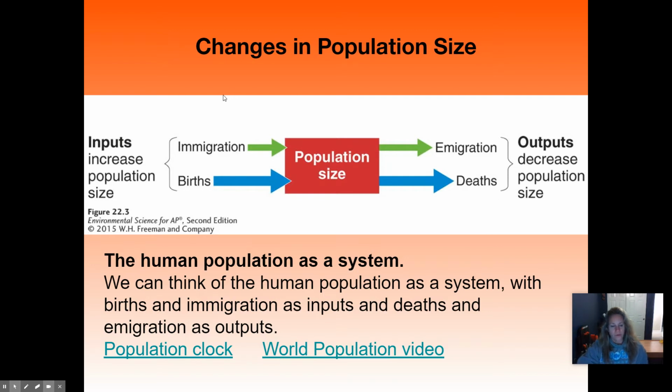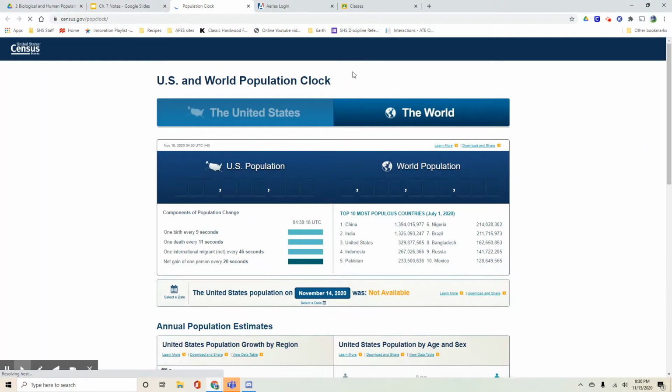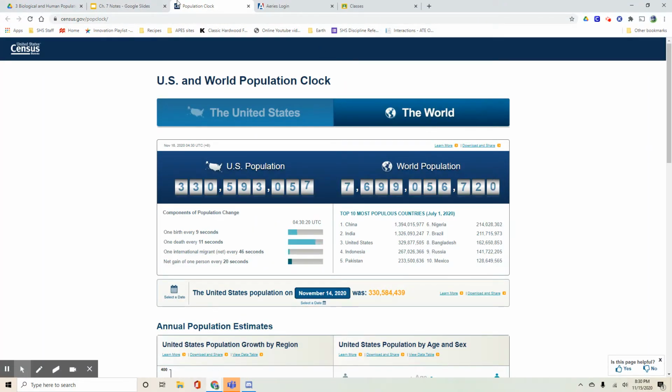And so this is kind of interesting. I wanted to show you the population clock. So give me a moment to get there. It's pretty interesting watching the U.S. population growth versus the world, and this is current. They just take the average for the entire year and then apply it. But it's kind of eye-opening, I think.